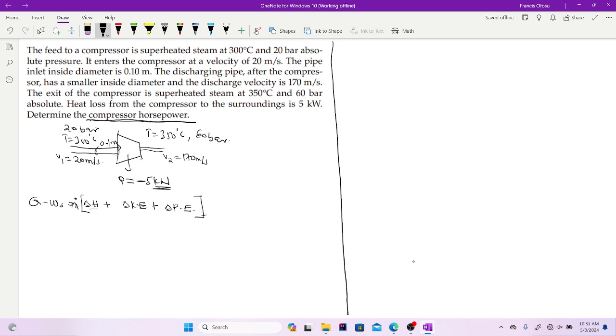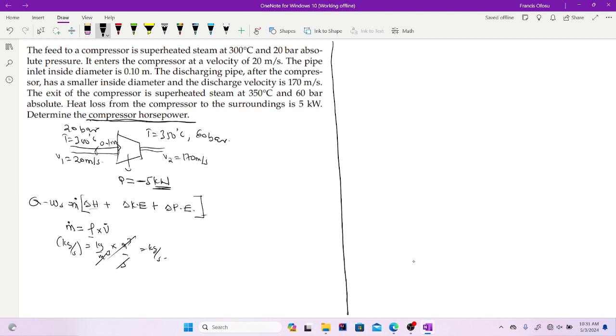So how do you find the mass flow rate? We know that mass flow rate is equal to density times volumetric flow rate. Mass flow rate is in kilogram per second, density is in kilogram per meter cubed, and volumetric flow rate is in meter cubed per second. The meter cubed cancels, and we are left with kilogram per second.